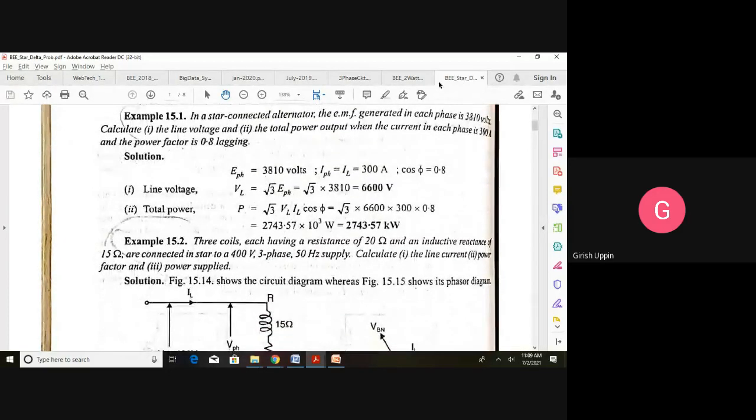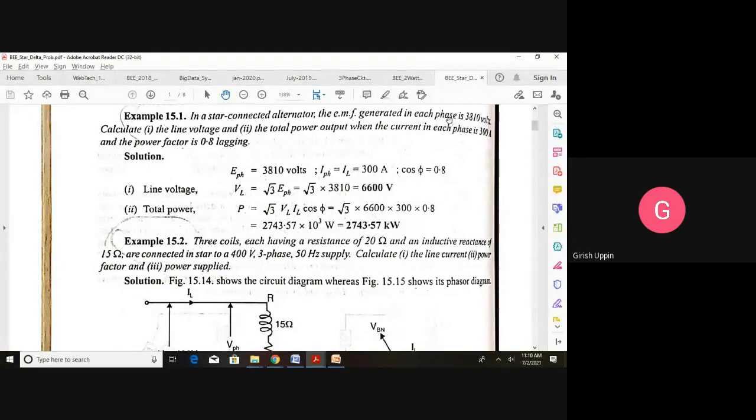In a star connected alternator, the EMF generated in each phase is 3810 volts. Calculate the line voltage and total power output when the current in each phase is 300 amperes and the power factor is 0.8 lagging. Now try to understand the given problem. A star connected alternator. Alternator means it is an AC generator, also called a synchronous generator. It generates the three phase AC power.